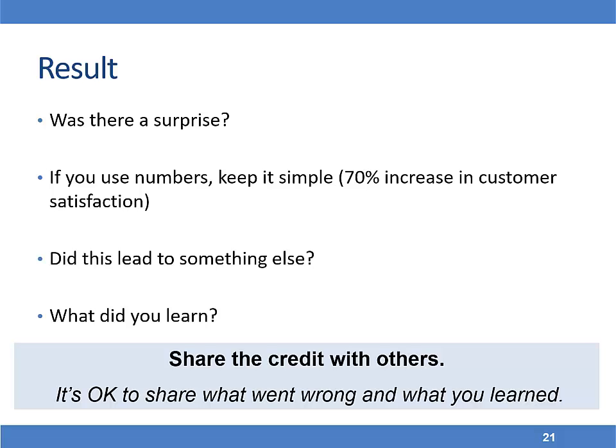If you do use numbers, make sure to keep those numbers simple. People can remember 70% of something. They will forget 71.83% when they walk out of the room. So keep it simple where people can relate to it. If this led to something else happening, then that might be of interest. Or if you learned something significant, that would also be of interest. It's a good idea to share the credit with other people, and if things went well, share the credit with the other significant players. Perhaps your business people or your technology people made a major impact, or perhaps a particular stakeholder made a particular impact.